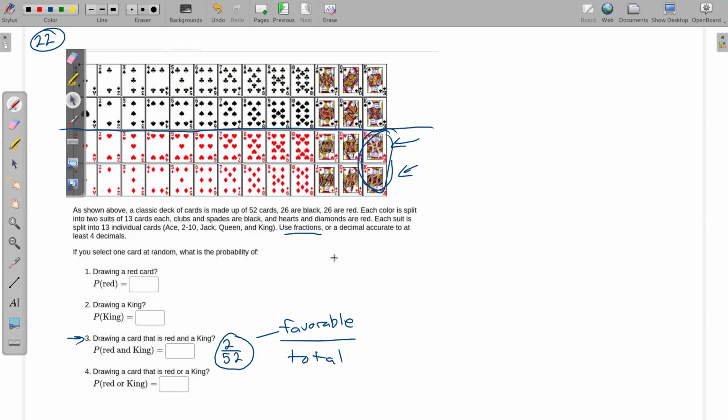Favorable is red and a king. I see 2 red kings here. Total is there's 52 cards. So that's a great answer right there.